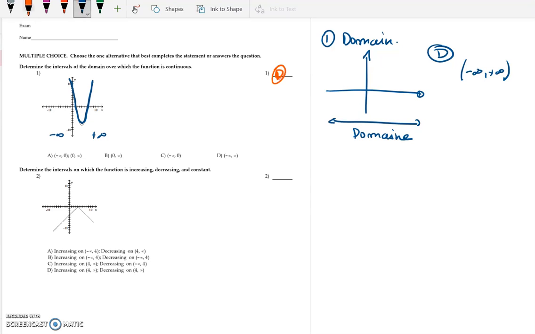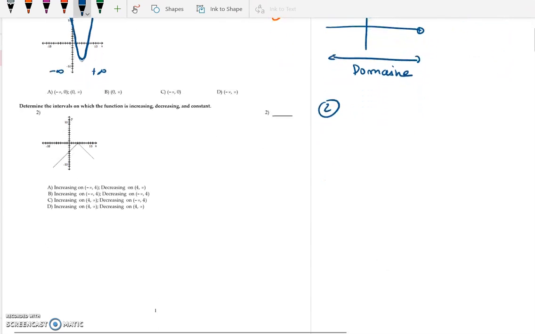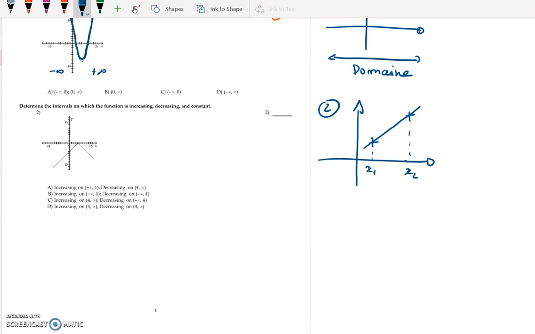Okay, problem number 2. In this problem, determine the interval on which the function is increasing and decreasing. You should remember that if you want to define if a function is increasing, you take 2 points on this function, and you define these 2 points x1 and x2. Right there is where you're going to read f of x1 and f of x2.